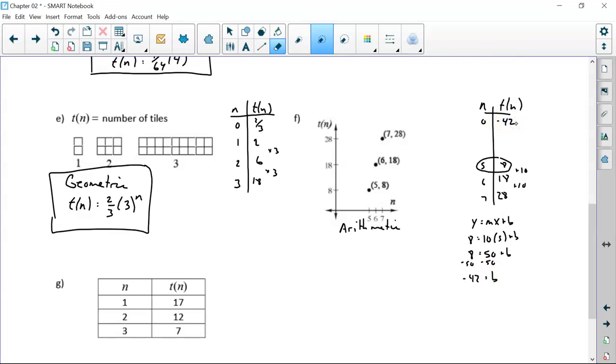So term 0 is negative 42. We have everything we need. So T of n equals 10n minus 42. There's that arithmetic sequence.